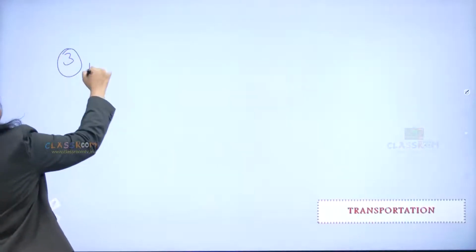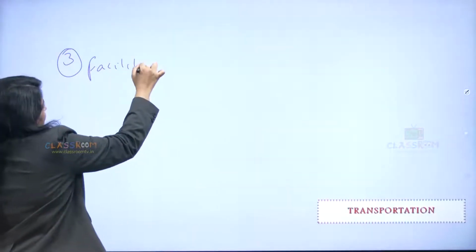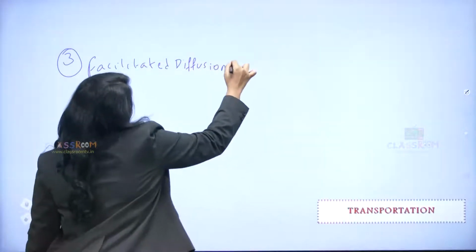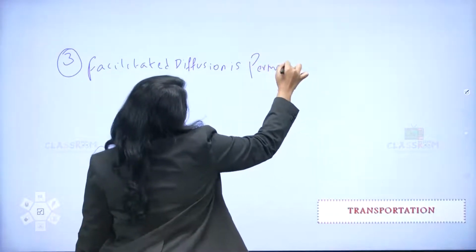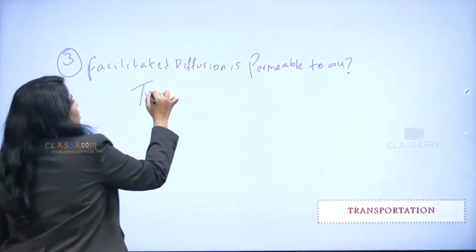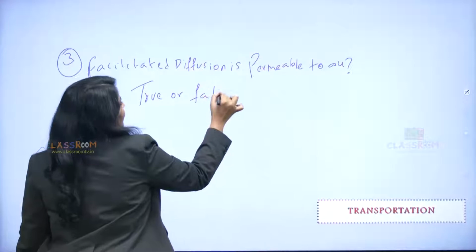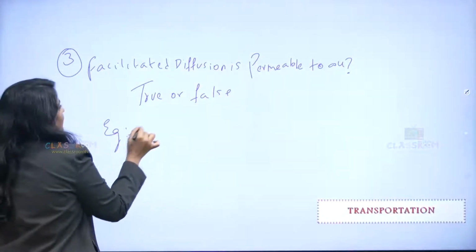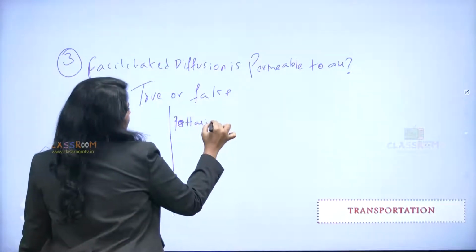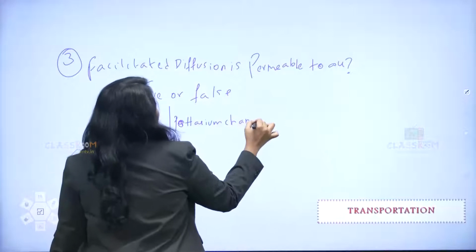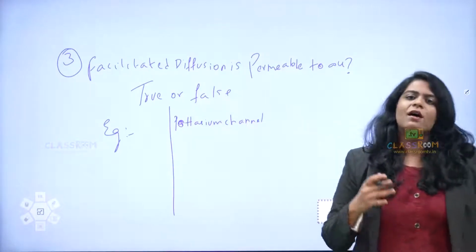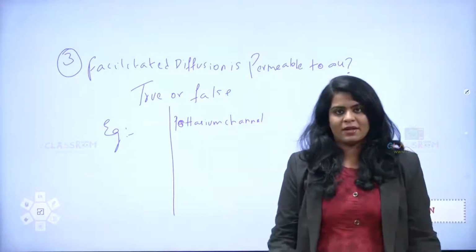Now, facilitated diffusion is permeable to all. Is it true or false? An example is, suppose think this is a potassium channel. So what do you think? Is facilitated diffusion going to allow all the molecules to transfer from one place to another?